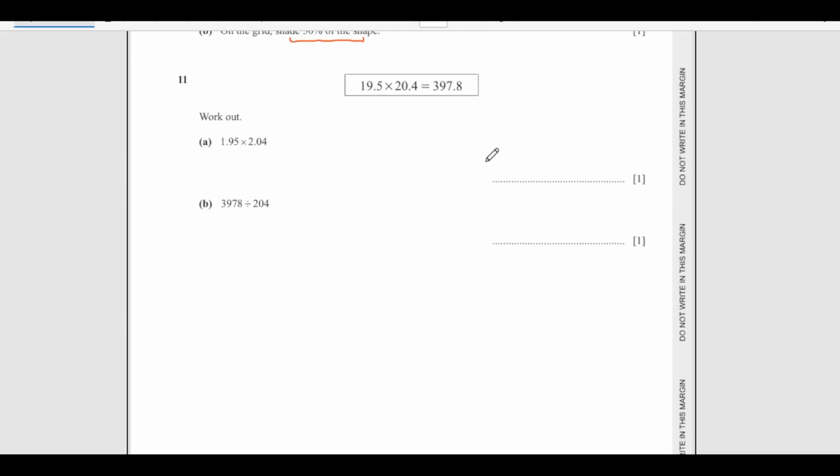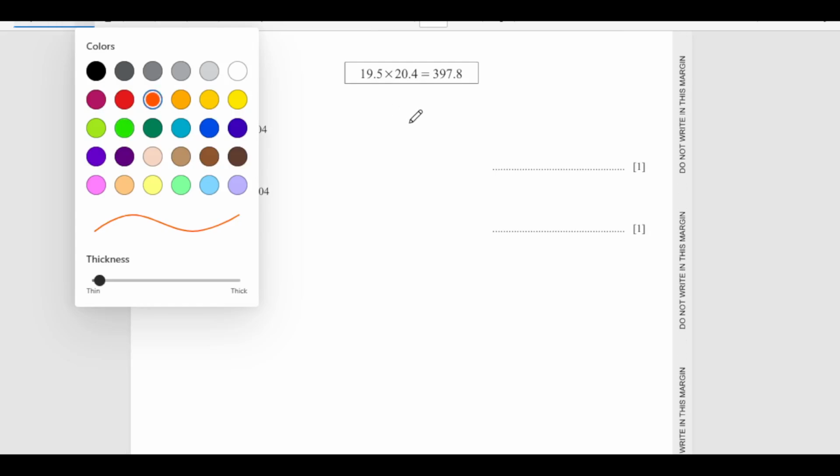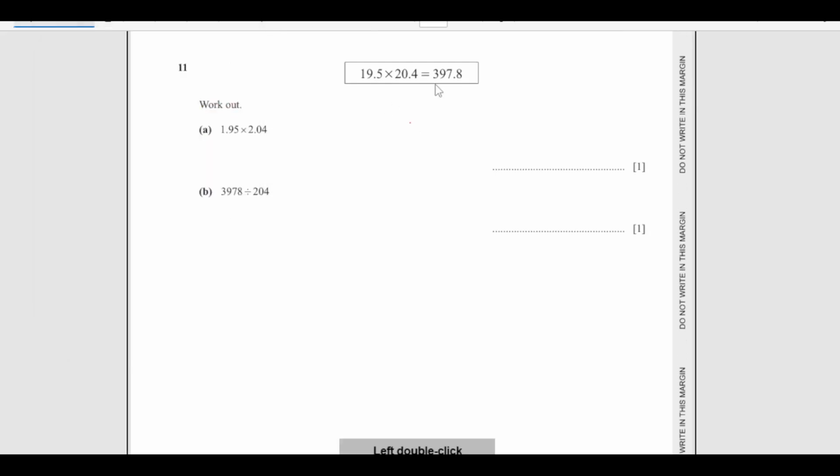Now number 11, we are given 19.5 times 20.4 equals 397.8. So work out this. As you see, the numbers are the same. This is 195, this is 204. So 397 is there. So the answer is going to remain the same, 3978. The only thing that matters is the decimal place. As you see, there is 1 decimal place here and 1 decimal place here.